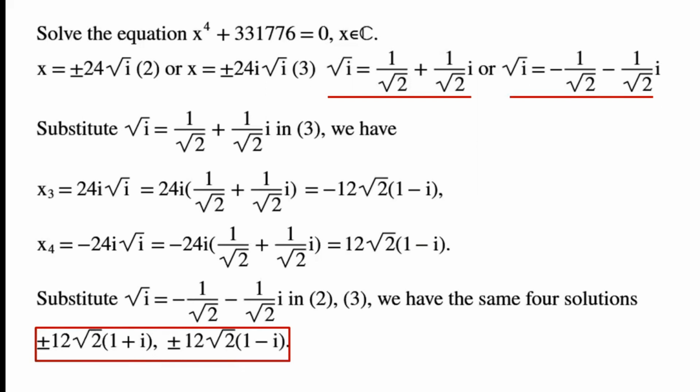Next, substitute root i equals minus 1 over root 2 minus 1 over root 2 times i. In equations 2 and 3, we have the same four solutions, that is, plus or minus 12 times root 2 times 1 plus i, plus or minus 12 times root 2 times 1 minus i.